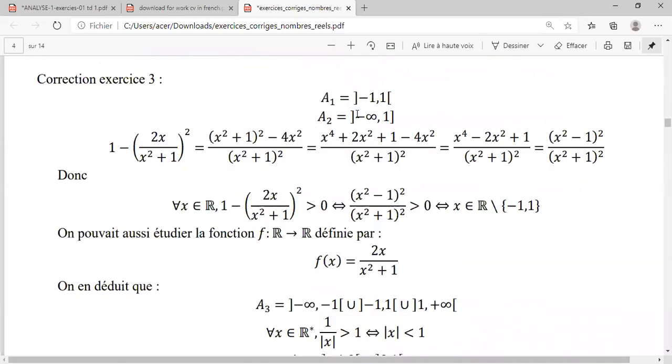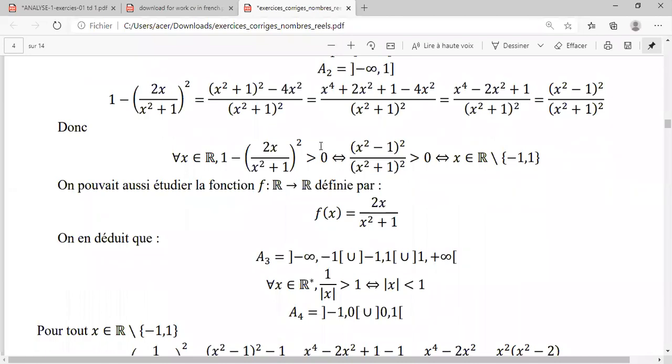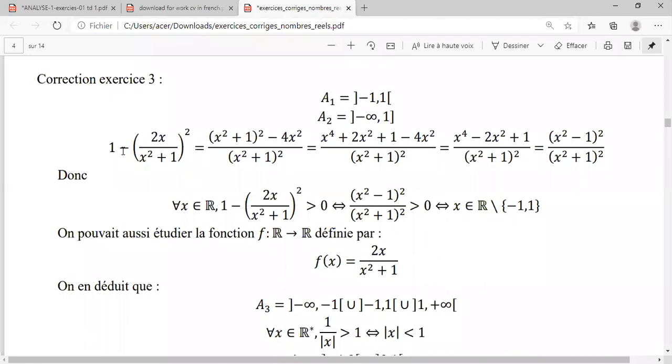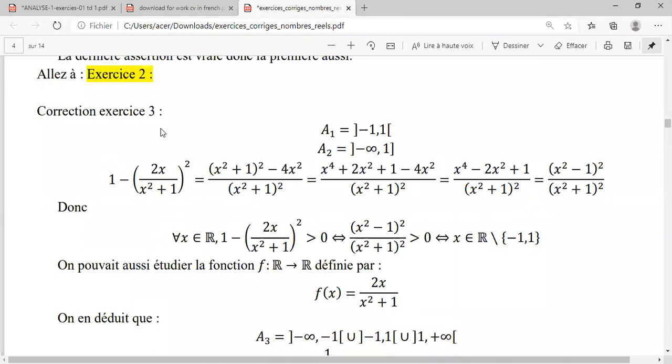Are you able to see my screen? Okay. A3. So for A3, from the question we have 1 minus 2x over x squared plus 1 squared, n'est-ce pas? We get the first part. I'm going to get one part, we try to solve it, and we can also get the second part. Okay? So I'm going to have 1 minus 2x.